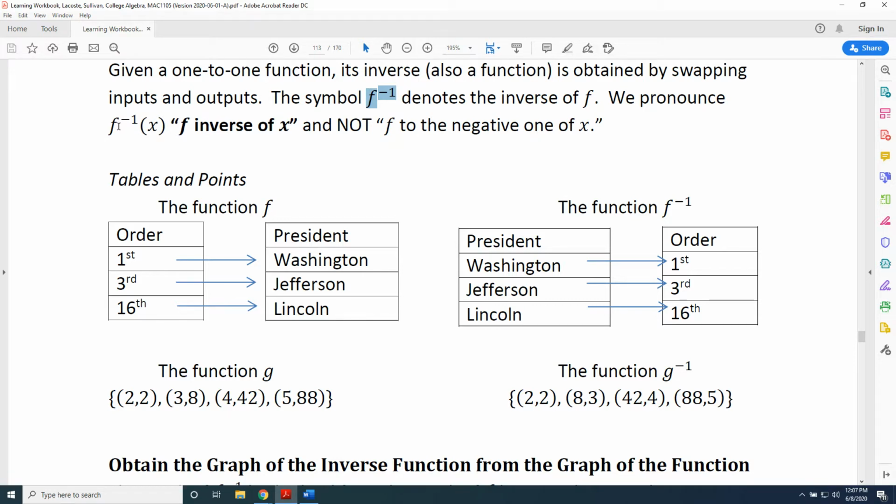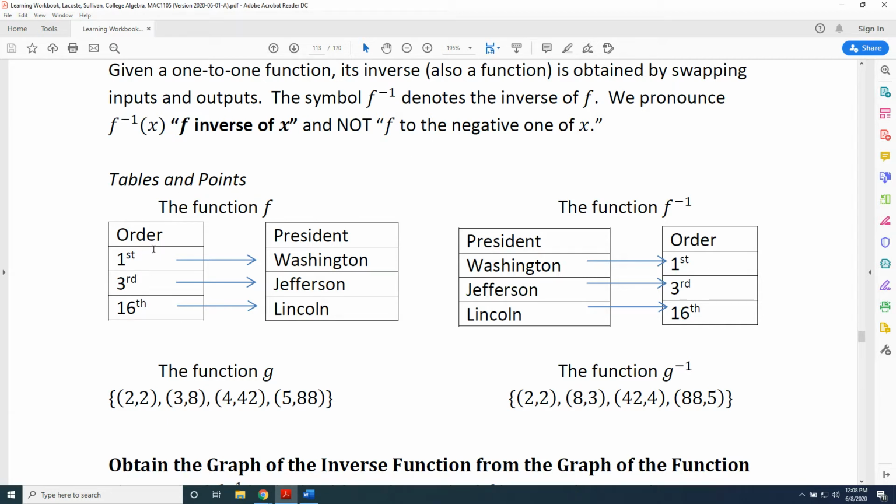We pronounce this f inverse of x. We do not say -1 because it is not an exponent. It is a mathematical symbol that is indicative of the word inverse. Let's look at some examples.